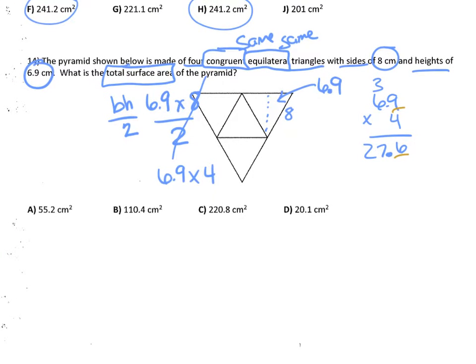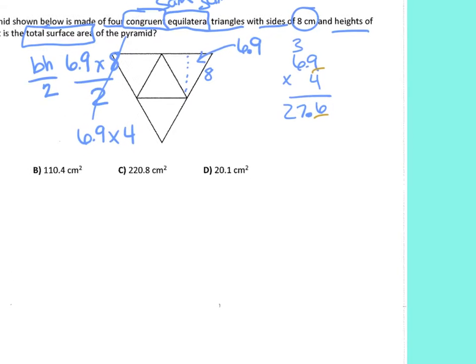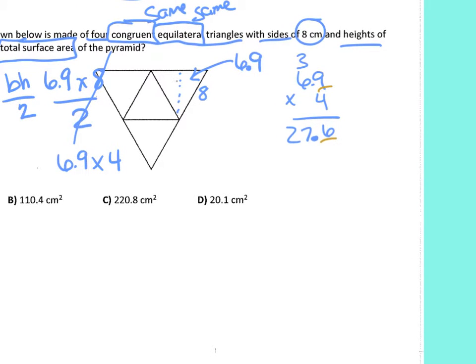Just make sure if you're looking for a surface area, you ignore the volume formulas on your paper, because that can get you really confused. And there's 1, 2, 3, 4 of those triangles. So the area times 4. What is 27?